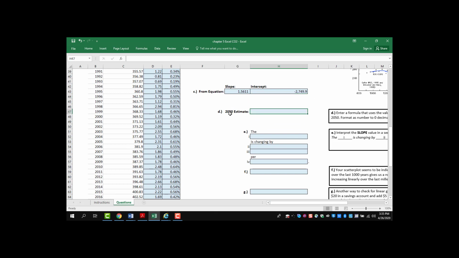So here I'm going to estimate 2050. Well, how do you do that? It's going to equal the slope times 2050 minus that. I maybe didn't do it right. So it equals the slope times 2050 minus, or maybe plus the negative.